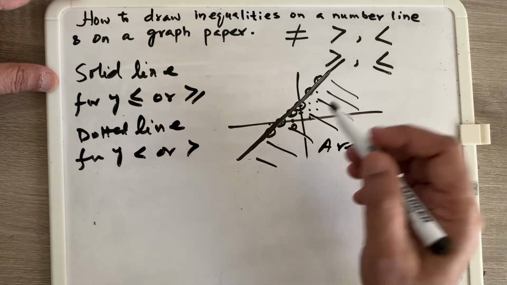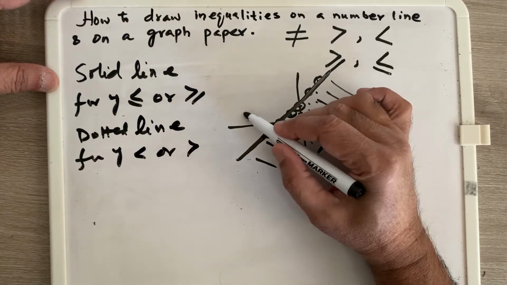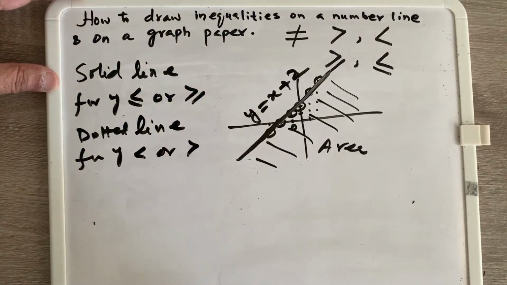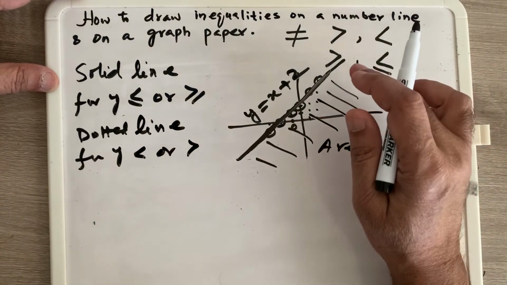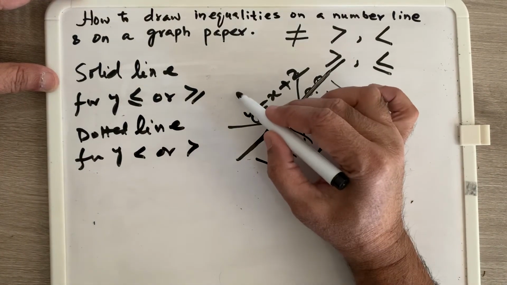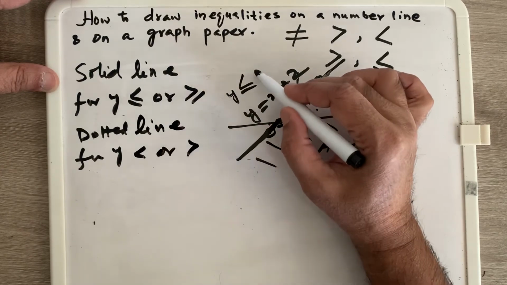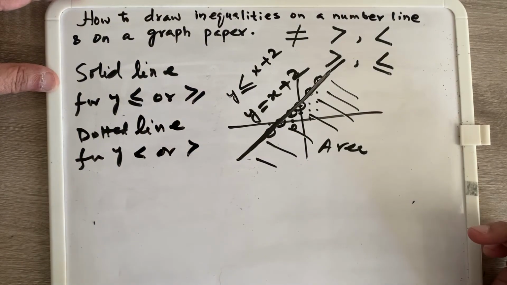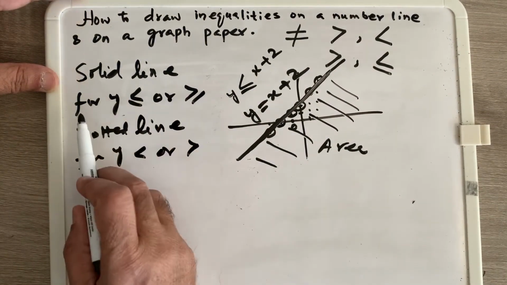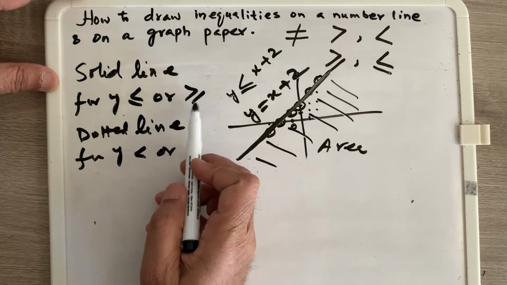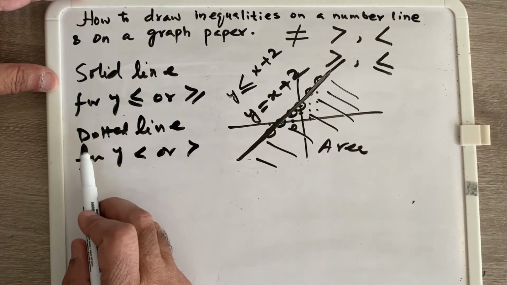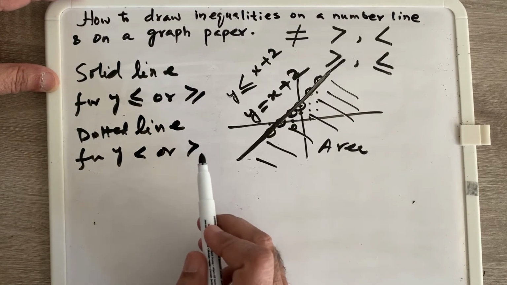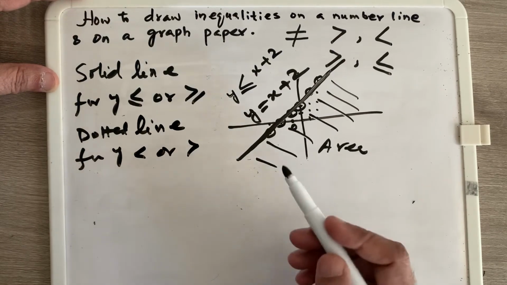So if the equation that I drew here is y is equal to x plus 2, this was my line, right? So I remember that y is equal to x plus 2 is my line. I have to put a solid line because my inequality was y is less than or equal to x plus 2. So what I wrote here is a solid line for y is less than or equal to, or greater than or equal to. A dotted line is for when it is less than or greater than only. Hope you will understand this, and then we will practice some more inequality problems.